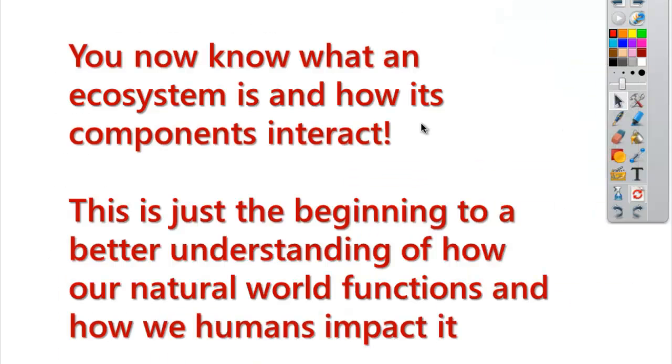And that will take us to the end of lecture number 1. Deep breath. Hopefully I didn't put you to sleep. So at this point, you should now know what an ecosystem is and how its components interact with each other. And this is the first step in the beginning of a long process to better understand how our natural world actually functions and how we humans impact it. You can't understand how we impact it unless you know how it functions. You've now finished step 1. Thank you for listening, and we'll be talking once again in another series of ecosystem concepts.